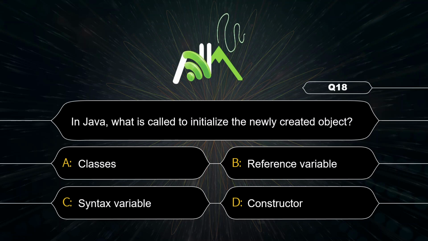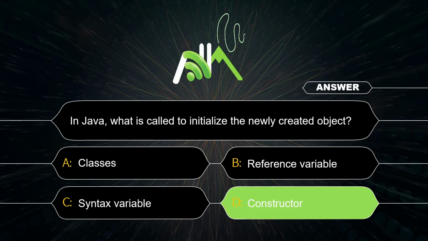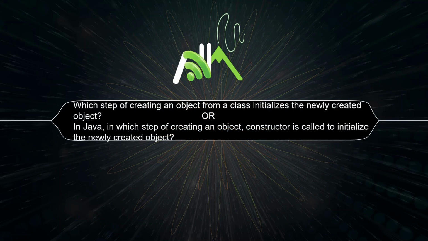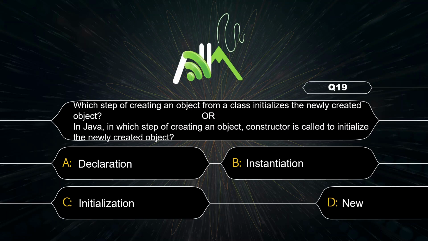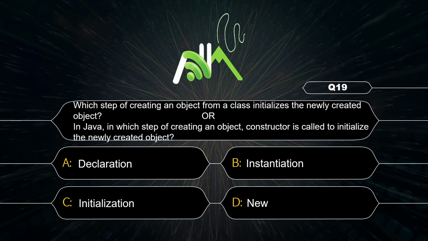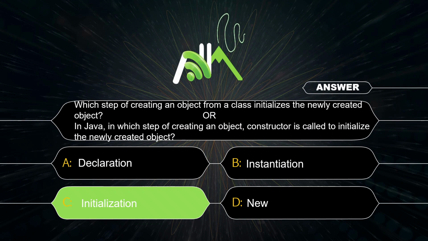What is called initialize the newly created object? Object is created, we just have to initialize it by using constructor. Option D. Or the question can be like this: in which step of creating an object is the constructor called to initialize the newly created object? We know that is the third step, that is initialization. Option C.